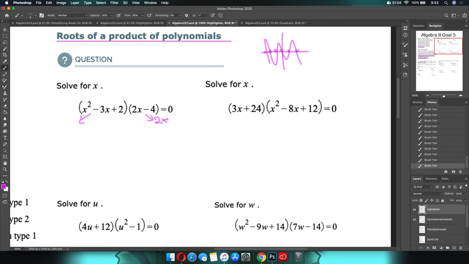So 2x minus 4 equals 0, and x squared minus 3x plus 2 equals 0. The first of the two is the easier one, so we're just adding 4. 2x equals 4, divide by 2, x equals 2. So that's one of our zeros.